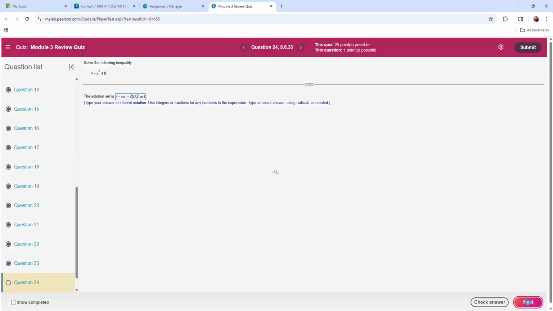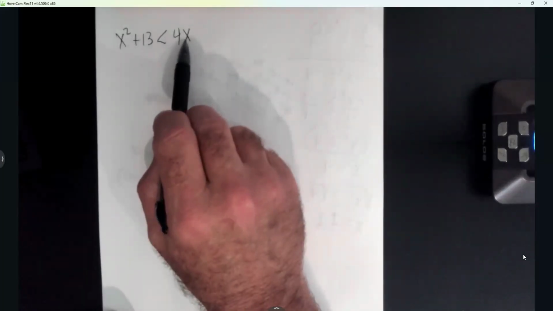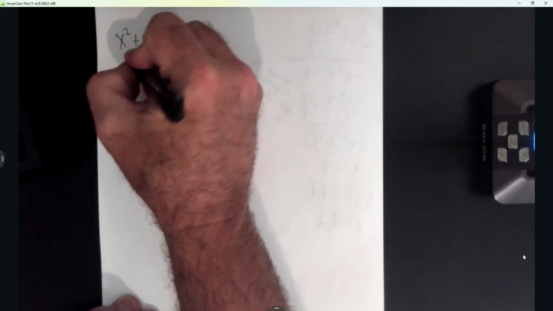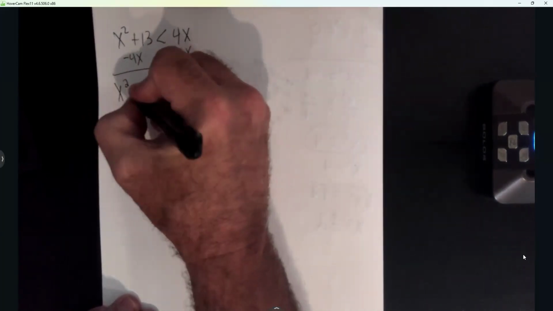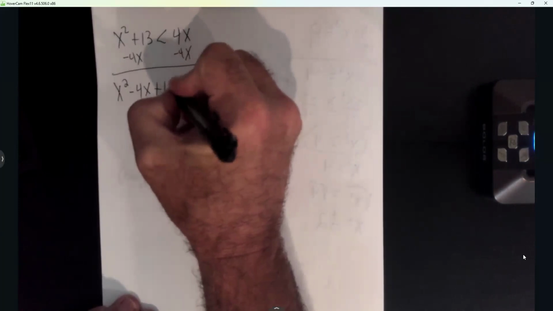All right, y'all, our last question. X squared plus 13 less than 4x. All righty, so let's go work that one. Y'all, so the first thing I'm doing, I need this 4x moved over. So I'm going to subtract 4x from both sides because I need a 0 over here. So I got an x squared, I'll put the negative 4x, then I'll put my 13. All that has to be less than 0.